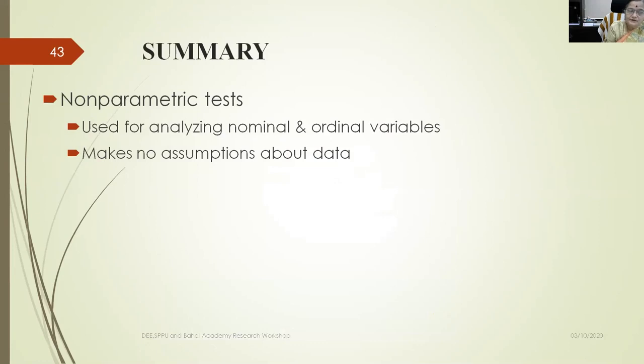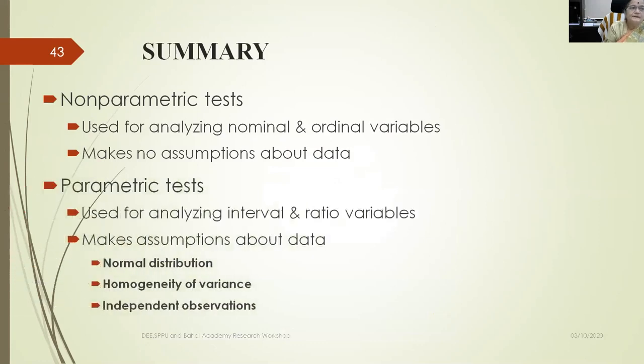So in summary, I would like to say, non-parametric tests are used for analyzing nominal and ordinal variables, and they make no assumptions about data. Parametric tests are used for analyzing interval and ratio variables, and they make assumptions about data.